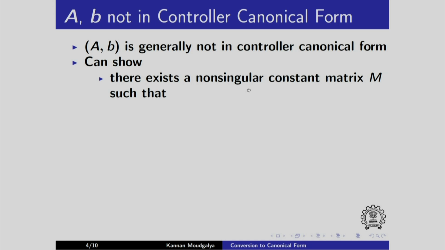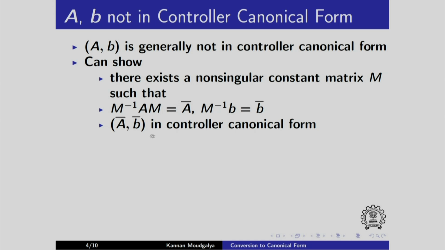We can show that there exists a non-singular constant matrix M such that the transformation M inverse A M equals A bar, M inverse B equals B bar, such that A bar, B bar are in controller canonical form. That is, even though A and B may not be in controller canonical form, we can transform them to A bar, B bar, which would be in the desired form.